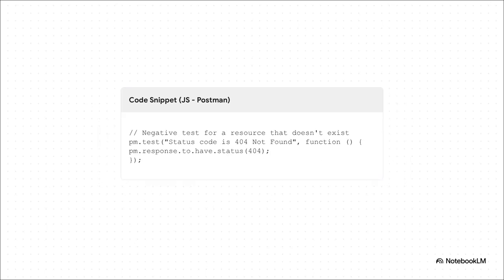And this is just as vital when we're testing for failure. Here in Postman, we are deliberately requesting a user that we know doesn't exist. Our test only passes if the API correctly tells us, hey, 404, not found. We're not testing for success here. We're testing that the API handles its errors gracefully and predictably.